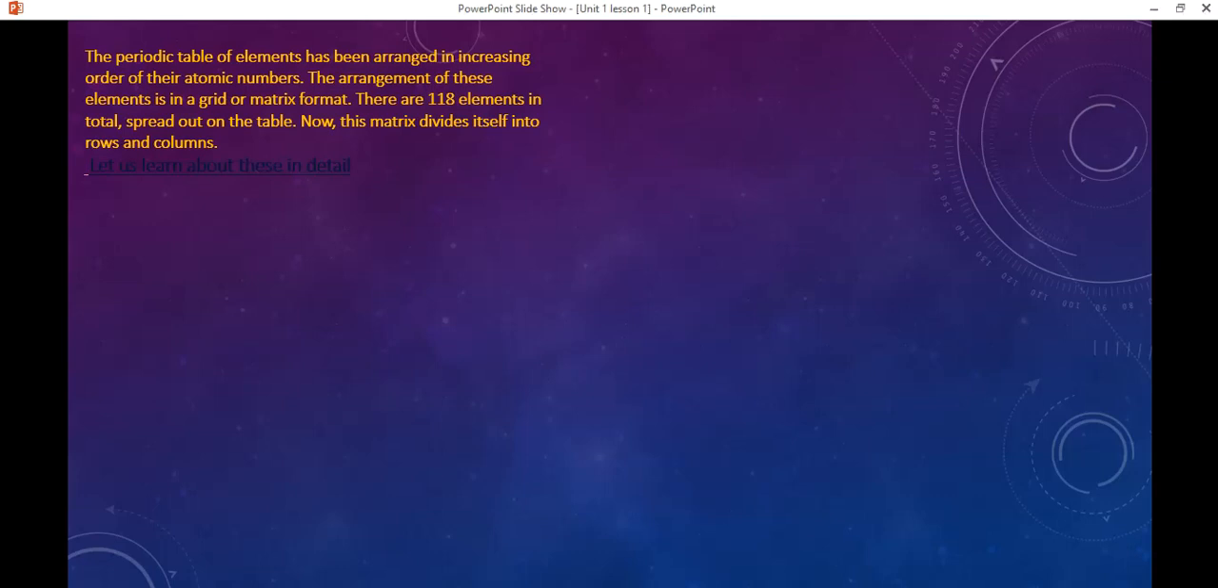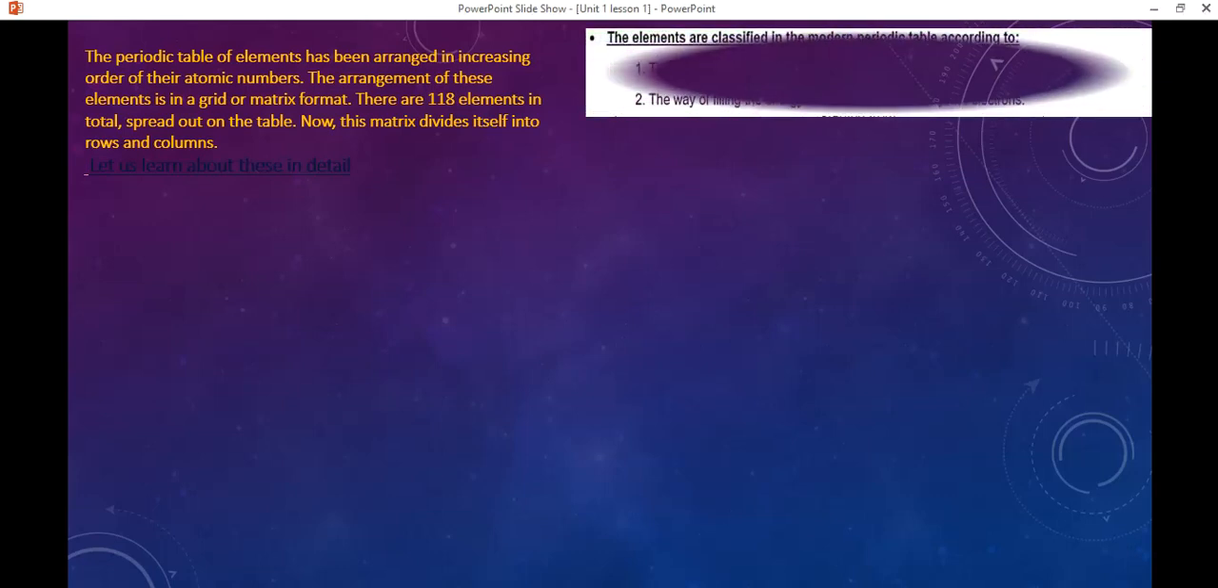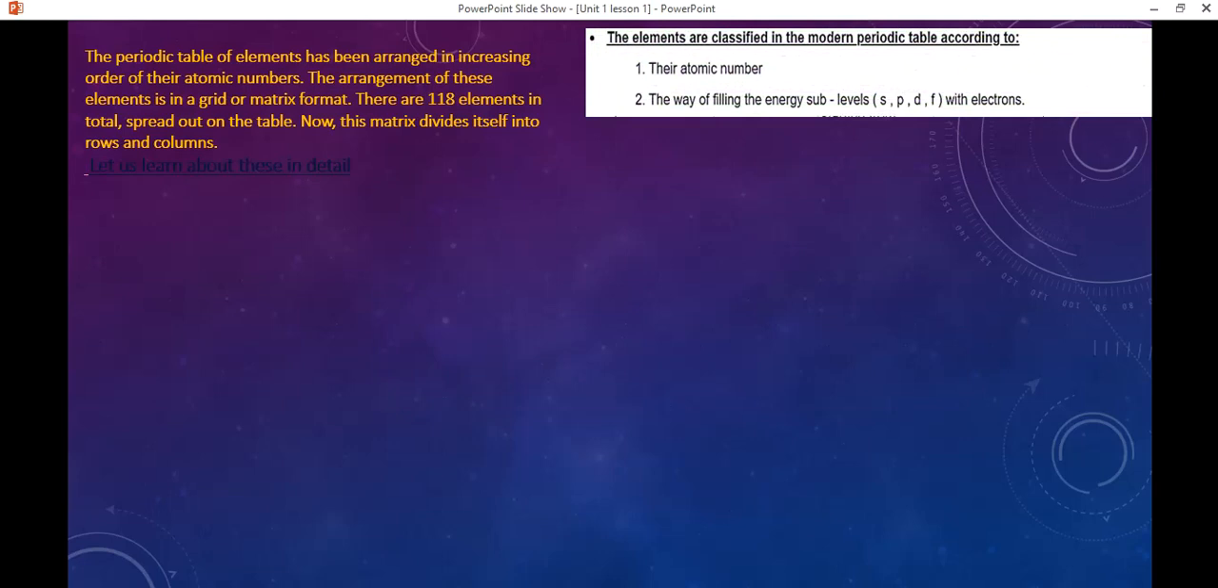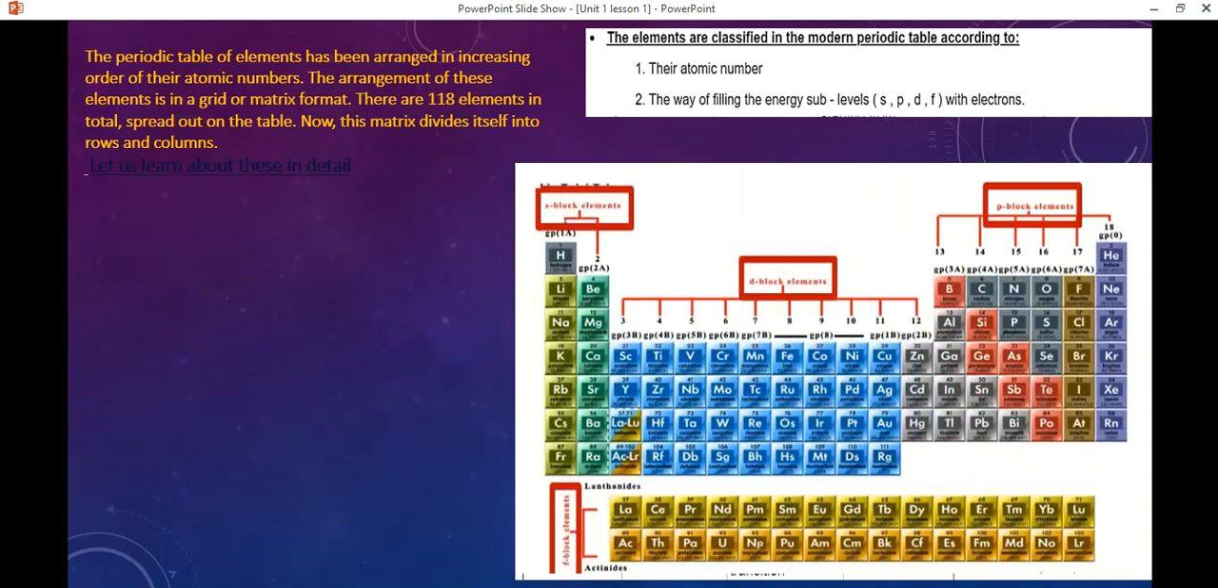So let's learn about the modern periodic table. The elements are classified in the modern periodic table according to their atomic number and the way of filling the energy levels and sublevels shell. So this is the modern periodic table.